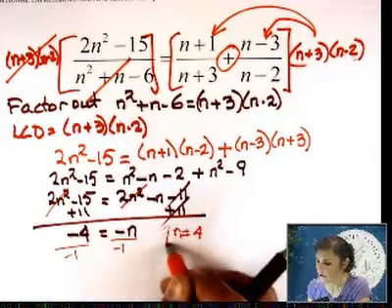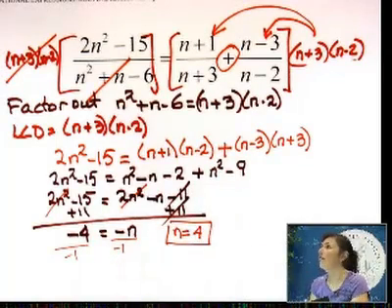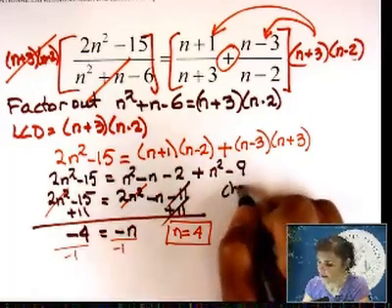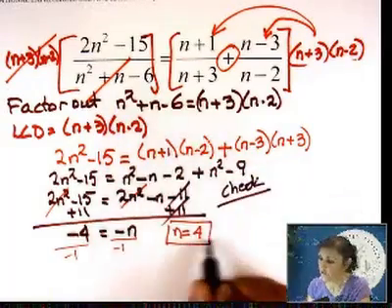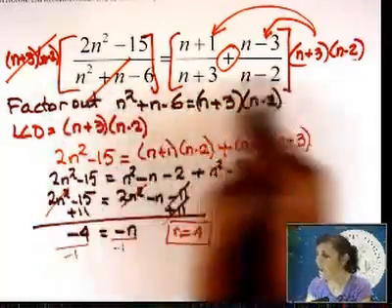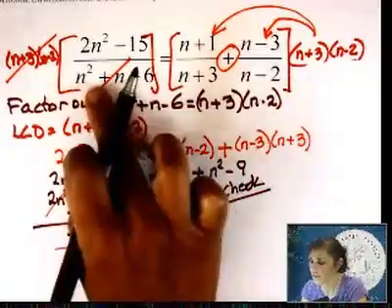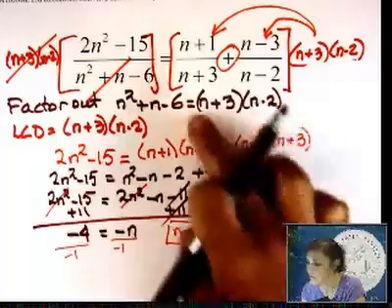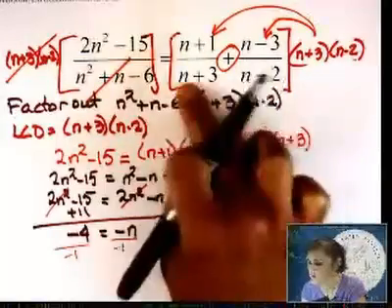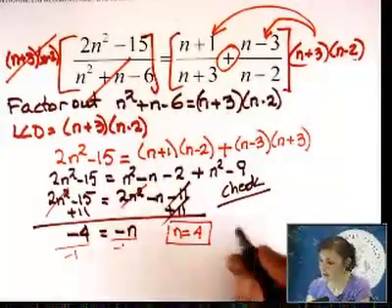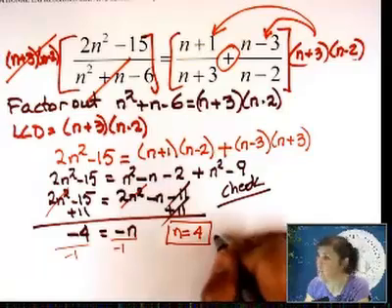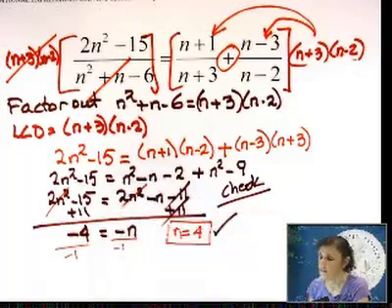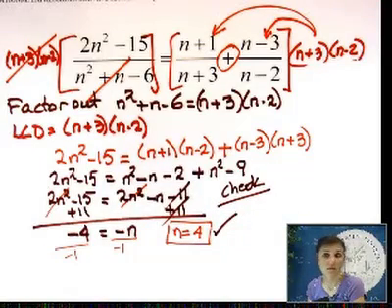Am I done? I don't know. You have to check. Does 4 make this 0 or any of these guys 0? I go in there. The factors are n plus 3 and n minus 2. No, it doesn't make either one 0. Guess what? This is the only solution I have. So it is one unique solution at this point.